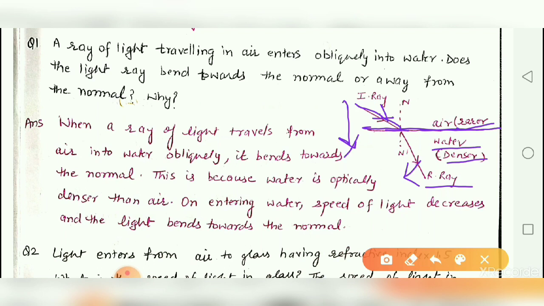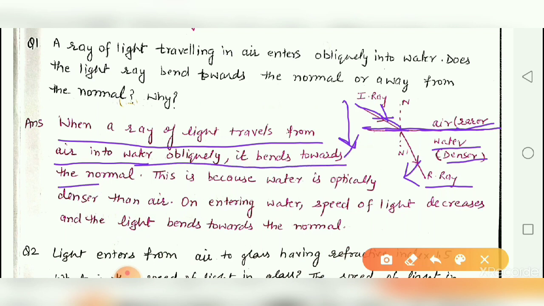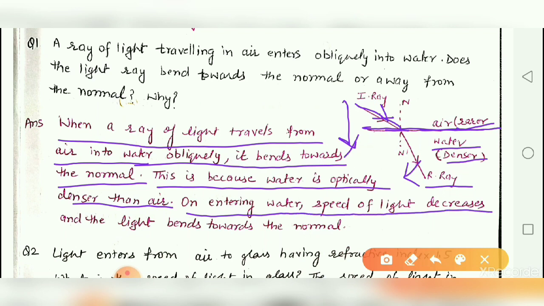Now, how will we write this answer? When a ray of light travels from air to water obliquely, it bends towards the normal. This is because water is optically denser than air. So, on entering water, the speed of light decreases. Just now we have revised some points. In those points we have written that speed of light decreases when it is going from rarer to denser medium, and the light bends towards the normal. So, this is the answer.